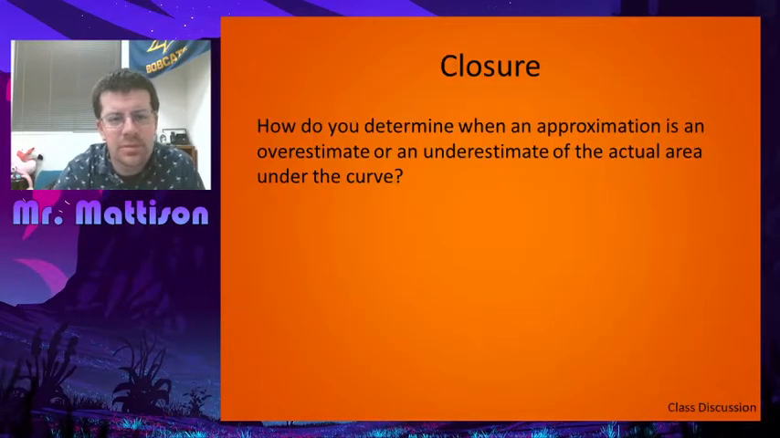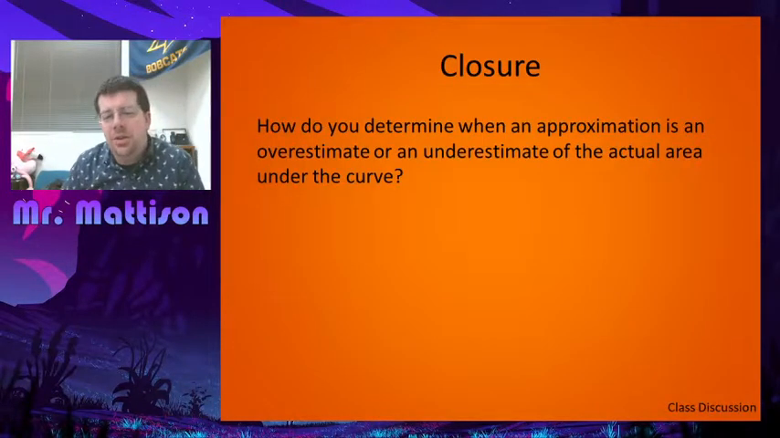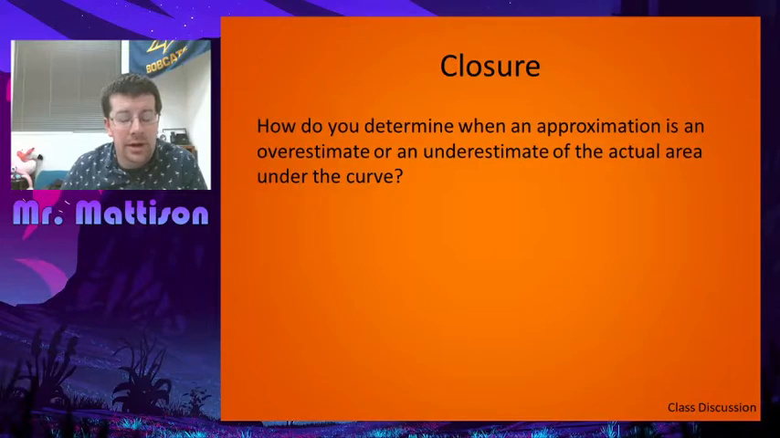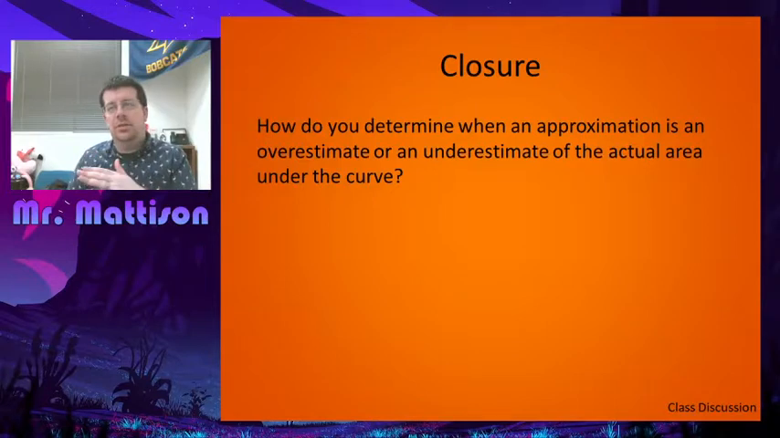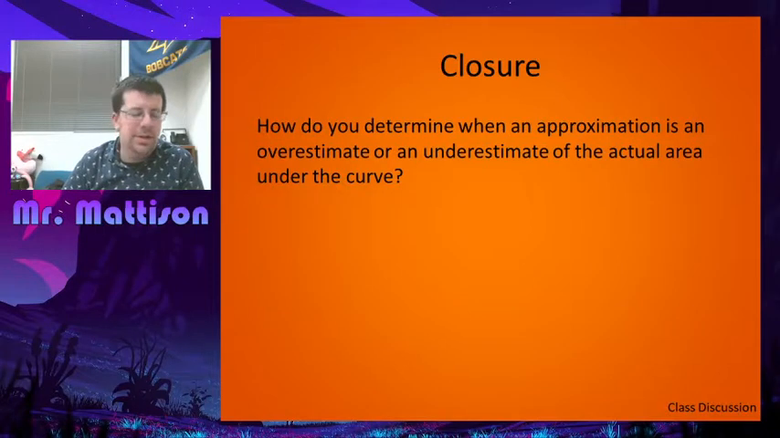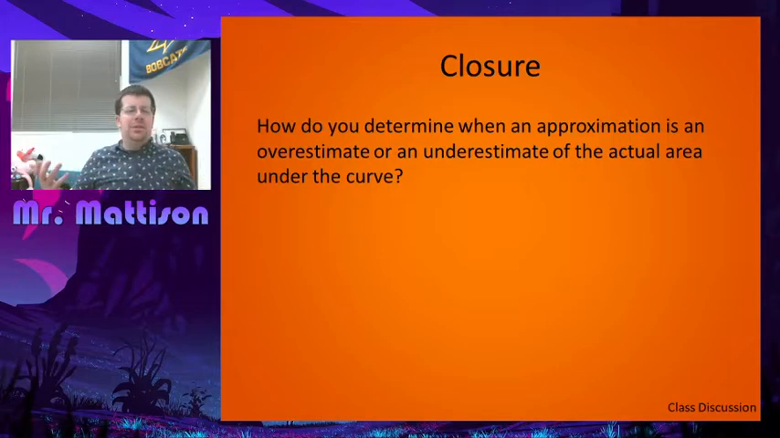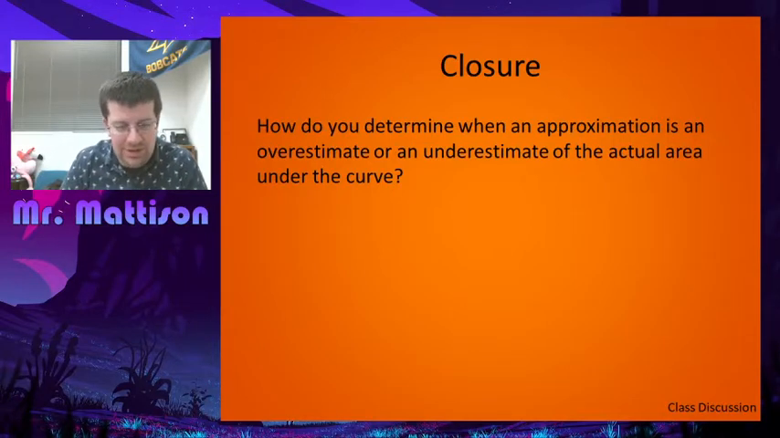All right, so for our closure here, how do you determine if an approximation is an overestimate or an underestimate of the actual area under the curve? So again, you could do this by those rules. If it's an increasing graph, then the left endpoint is going to be an underestimate and the right endpoint is going to be an overestimate. But really, if you sketch the graph and then draw one or two of those, you should be able to very easily see whether this is going to be an over or an underestimate, right? And even at a point, there's going to be a time where you really don't even need to draw. You can just see what the graph looks like. Left is going to be an under, or right is going to be an under, whatever it is.